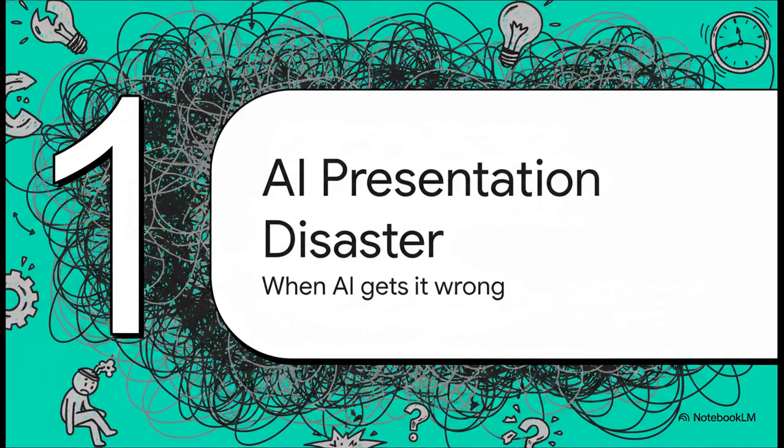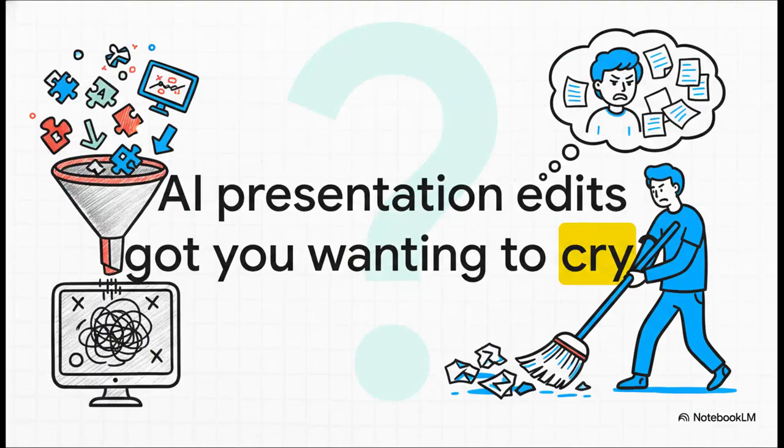It's a perfect example of what I like to call the AI presentation disaster. Now, be honest. Does this sound familiar? You've asked an AI to whip up a presentation for you, and what you get back is so bad, you end up editing it until you just want to cry. You feed it all your data, you write what you think is a perfect prompt, and you're expecting pure genius. But instead, you get a first draft so terrible that you spend more time fixing it than if you'd just done the whole thing from scratch.